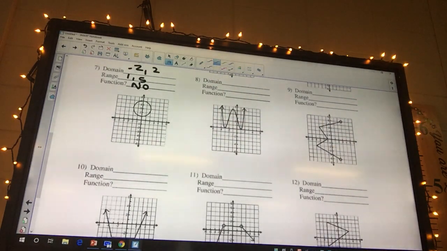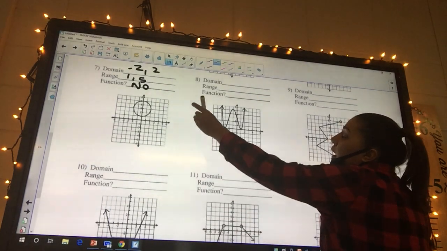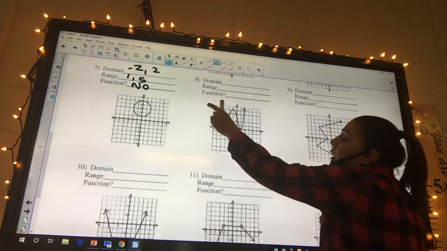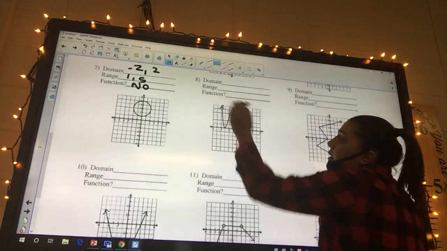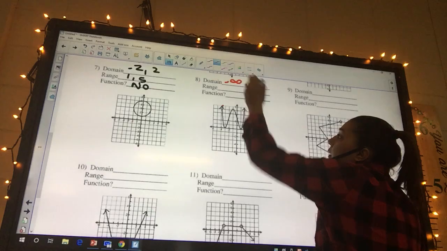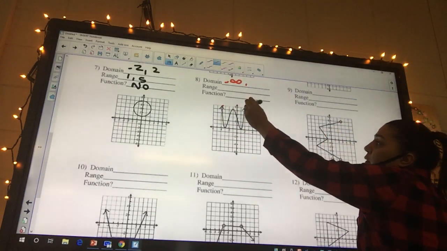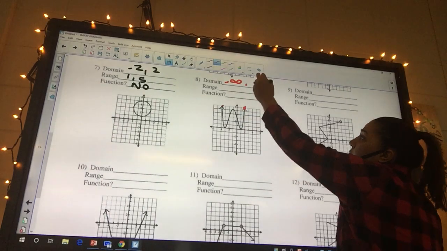That's infinity. Everything's infinity. Okay, so this one, I start out and I go and I go. Well, the very first thing I'm going to touch is this arrow right here. So it's going to be negative infinity. And then I keep going and I keep going. And the very last thing I'm going to touch is right here, which is also an arrow. So it's going to be to infinity.